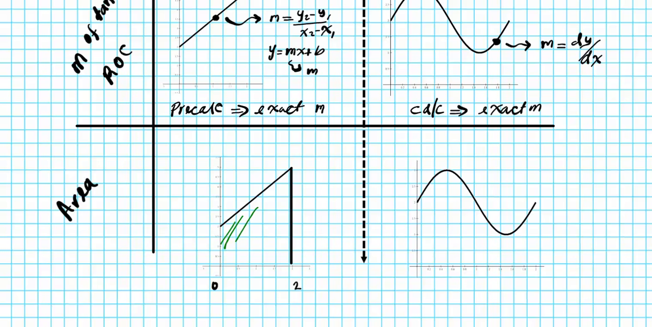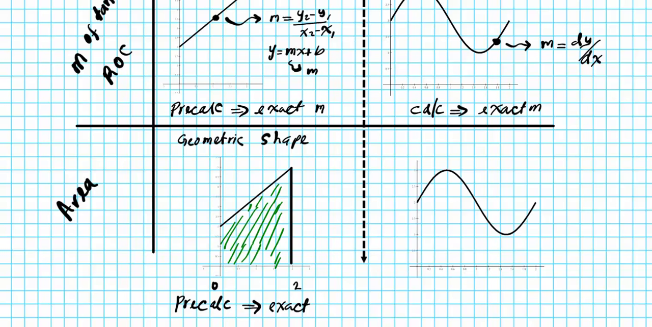Now, what you notice is that we have a basic geometric figure here. What kind of shape is this? This is a trapezoid. Anytime you're given a function and you determine the area between the function and the x-axis, and you end up with a geometric shape, it could be basic or composite, guess what? Precalc is sufficient to find the exact area.